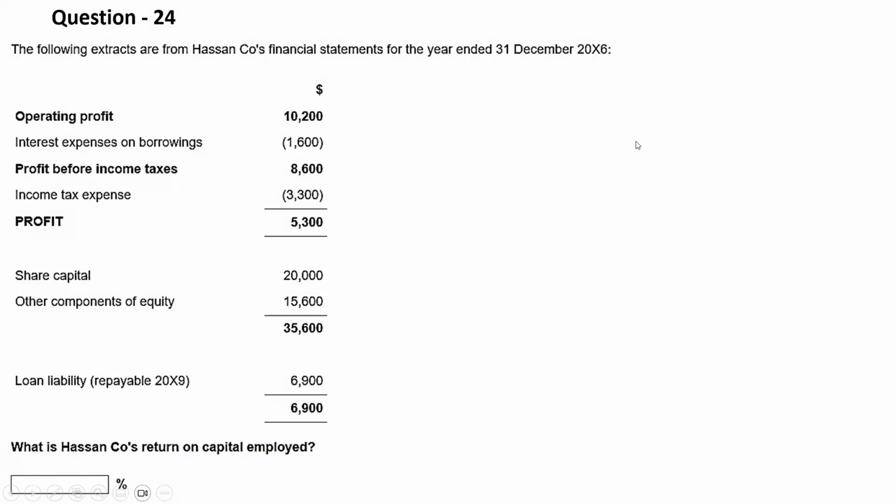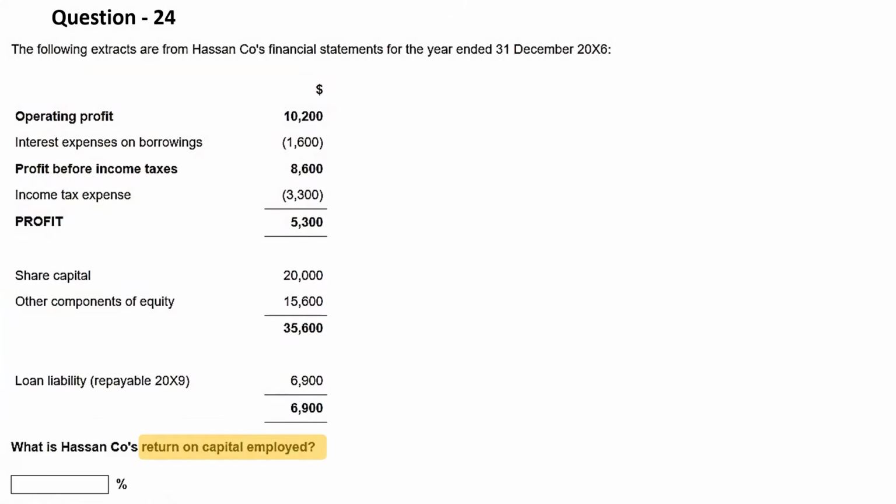Question number 24. So we have two excerpts here from the financial statements of Hassan and Co. for the year ended 31st December 2006. The first excerpt is from the statement of profit or loss account, and the second one is from the statement of financial position. The requirement here is to calculate the return on capital employed.